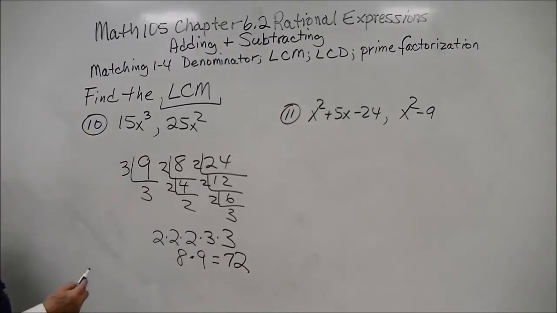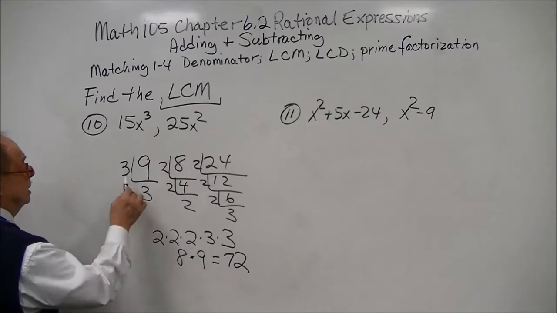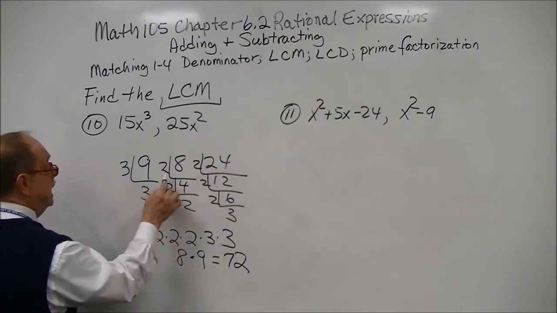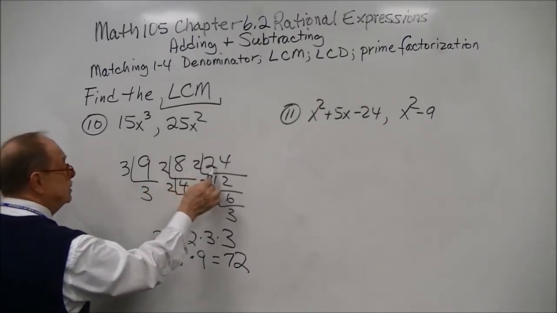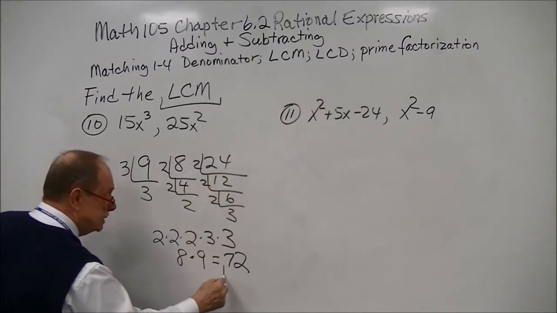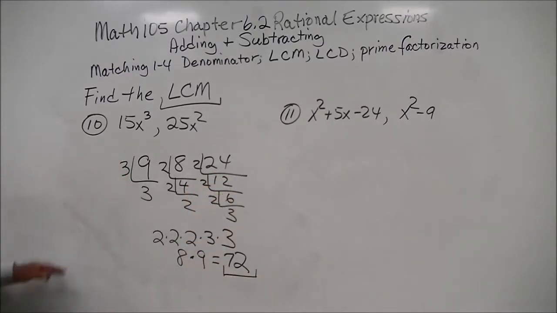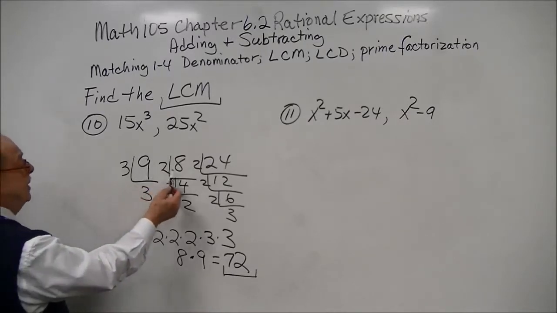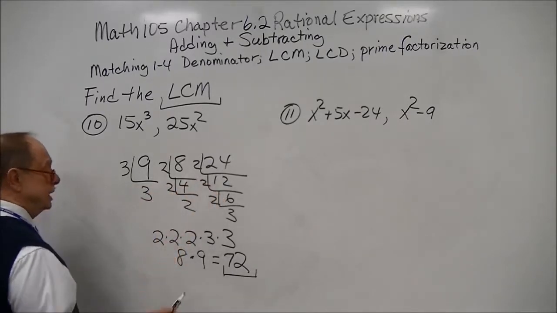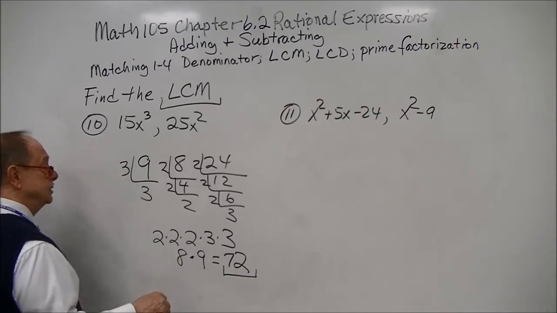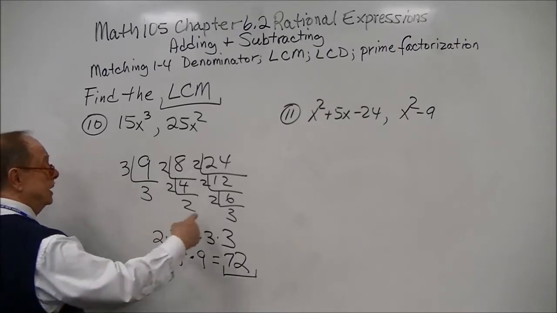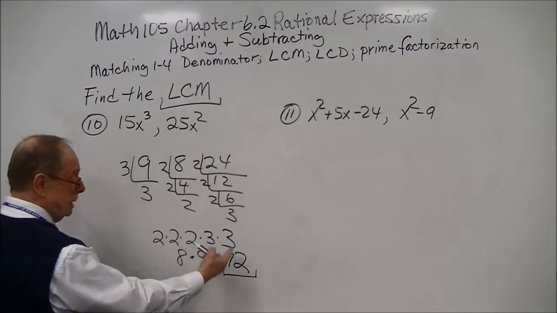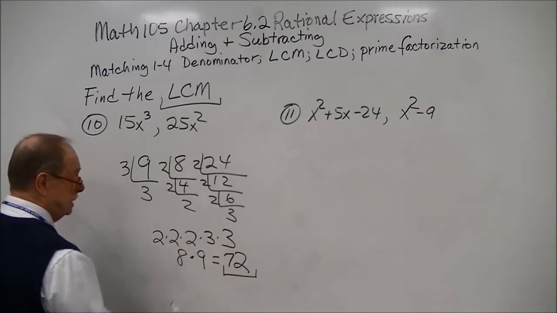So the least common multiple of 9, 8, and 24 is 72. And that's the way I got to it. I got the prime factorization and the greatest number of times a factor is used in any one factorization. Then I list them and then multiply them, and that gives me it there.